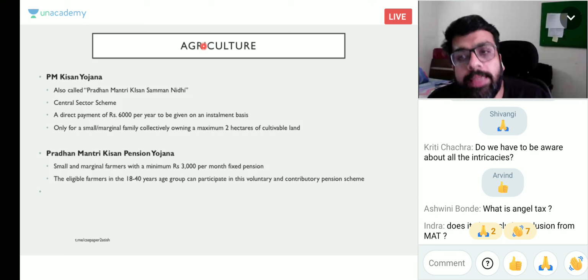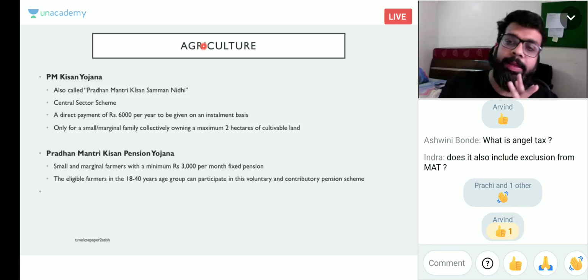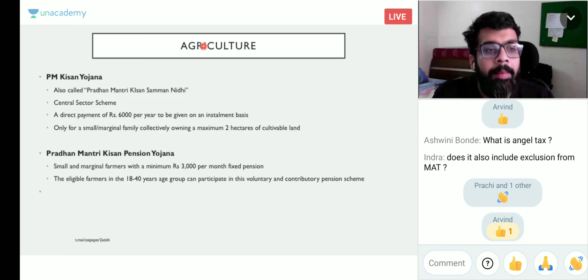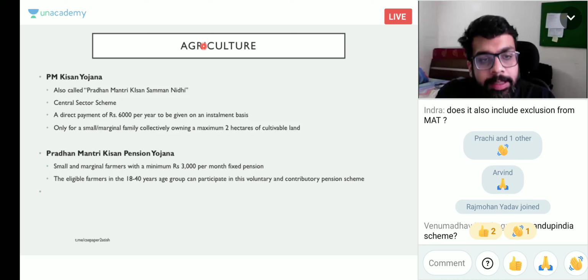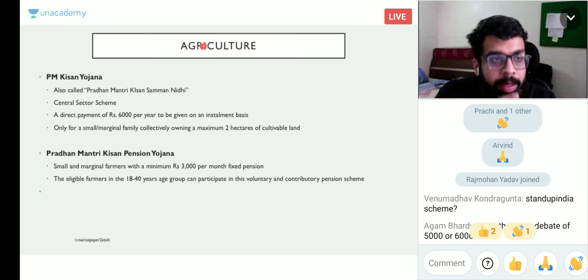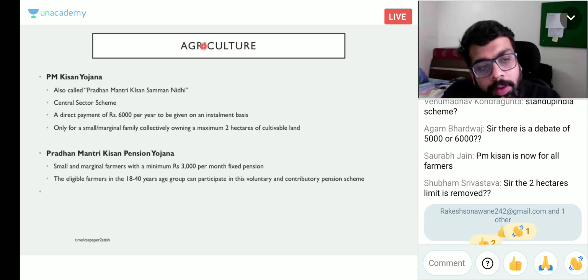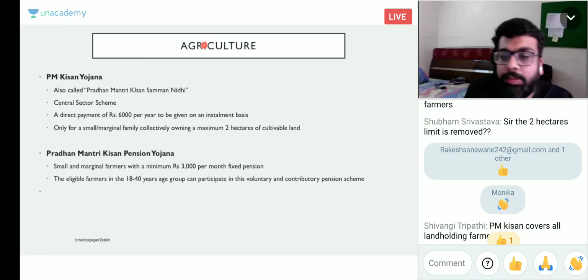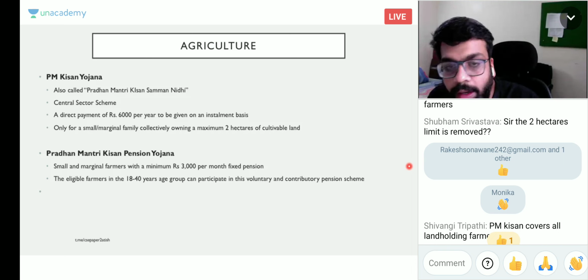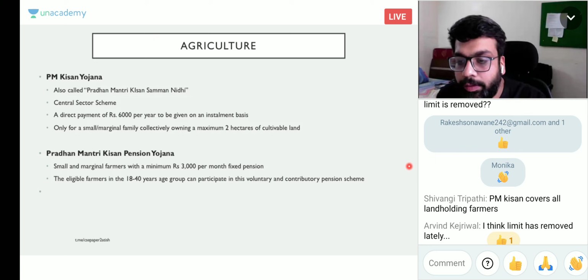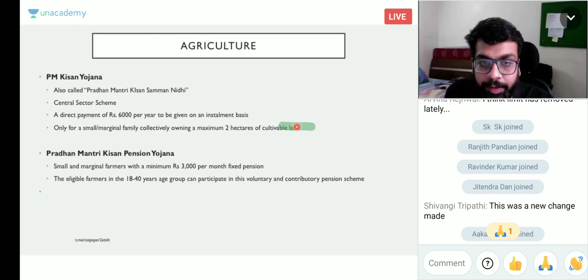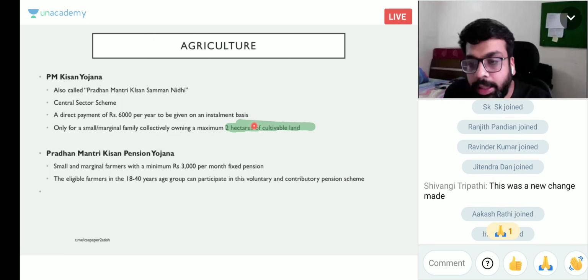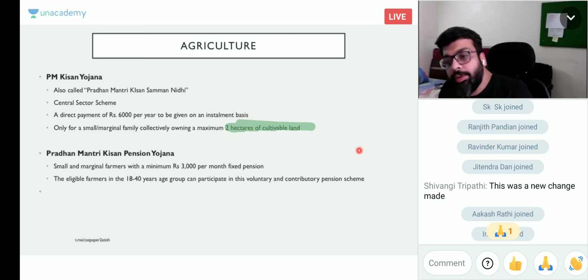It is a central sector scheme, which basically means all that the center is doing is paying money for it. It's just paying supportive income to the farmers. So a direct payment of 6,000 rupees per year will be given on an installment basis in a few months, and the only people who can take this are small or marginal families who collectively own at the most 2 hectares of cultivable land. Now, in the budget, if you remember, this has been put under consideration, and therefore, this is how it has been put into place.